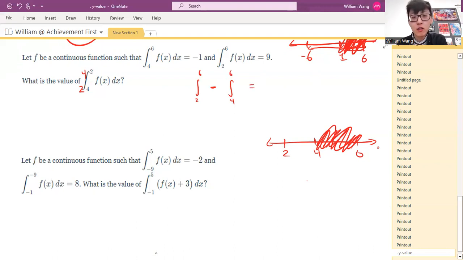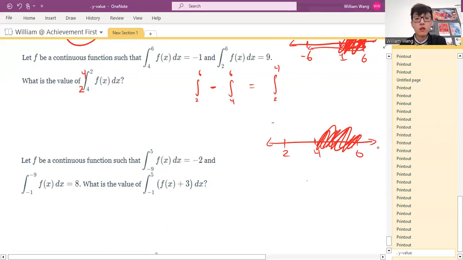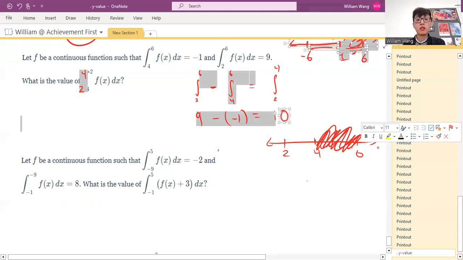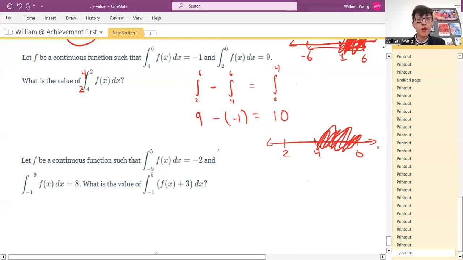That leaves me with my integral from 2 to 4, which I can just quickly flip to get to my answer, right? So let's write that. My integral from 2 to 6 is 9. I'm going to subtract my integral from 4 to 6, which they tell me is -1. That leaves me with my integral from 2 to 4, which would be 9 minus -1 is positive 10. Right, so my integral from 2 to 4 is positive 10. All right, excellent. So I'm going to say my integral from 2 to 4 is equal to positive 10.